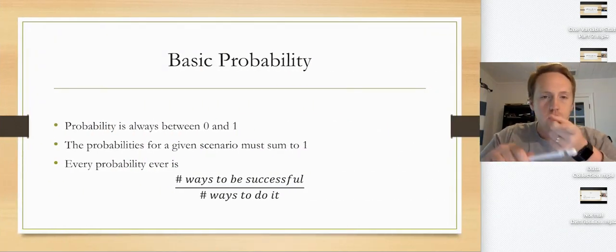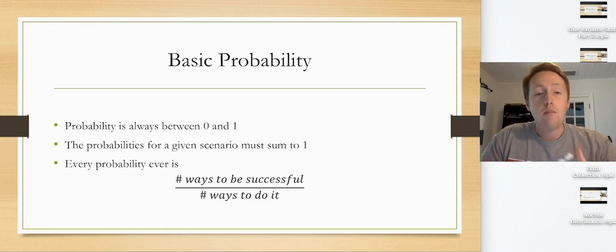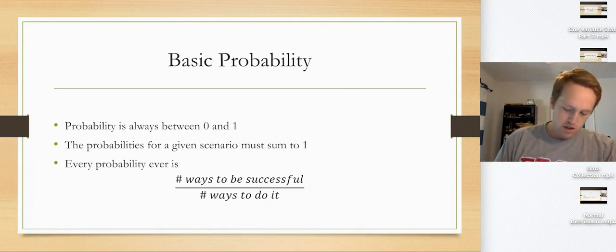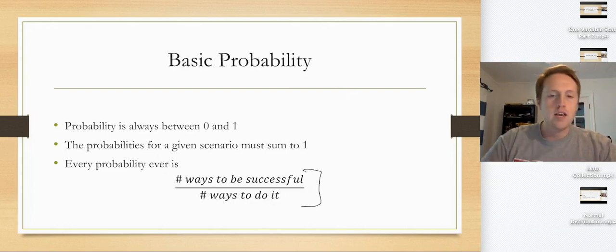Something I think most everyone knew before they even took AP Stats. Probability is always between 0 and 1. All the probabilities added together for a given scenario must sum to 1. And every probability ever, this is my philosophy of probability: it's the number of ways to be successful over the number of ways to do it in general. That's every probability question, somehow, some way.